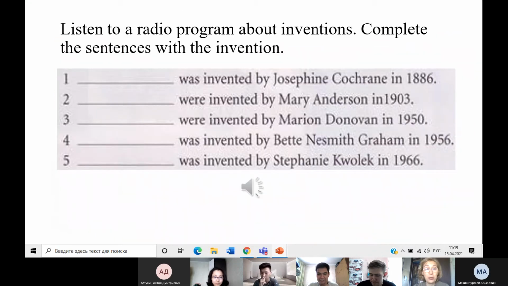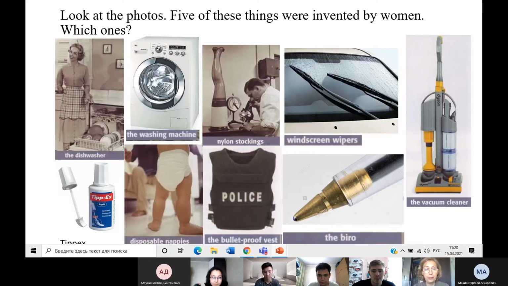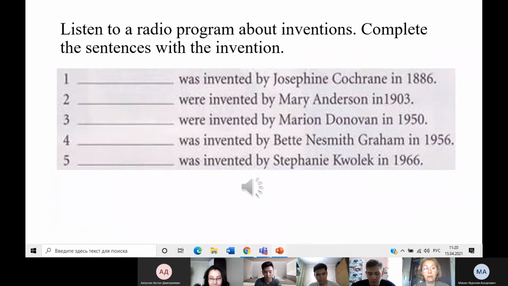And so here we are going to listen to a radio program about inventions, and we should complete the sentences with the invention. Inventions like these inventions, which are mentioned here, under each picture, do you remember them? So the windscreen wipers, for example, disposable nappies, the bulletproof vest, the vacuum cleaner. Okay, and so 5 of them we should just place at the beginning of each sentence.